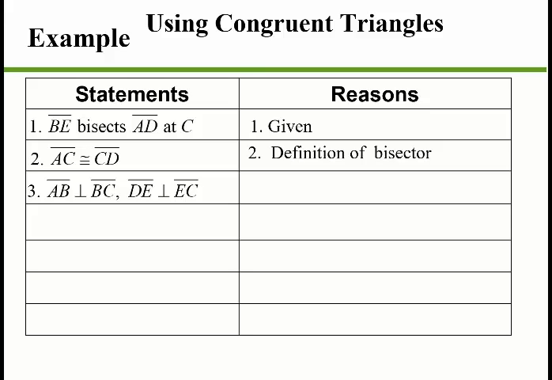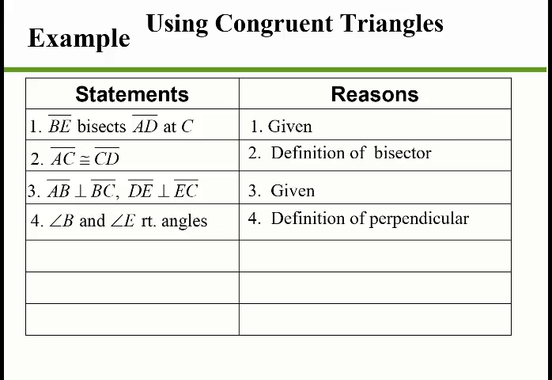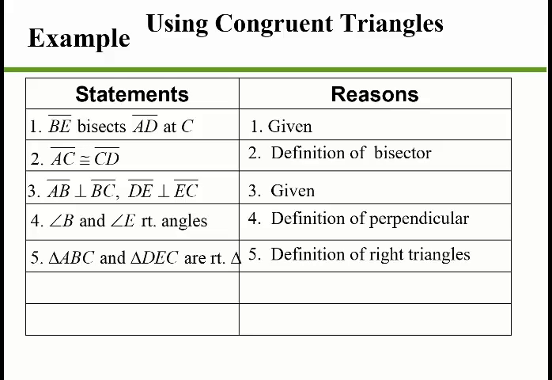We were also given that side AB is perpendicular to side BC, and side DE is perpendicular to side EC. Because they're perpendicular, angle B and angle E are right angles. That's the definition of perpendicular. So what we're able to say then is triangle ABC and triangle DEC are right triangles. That's important to note.